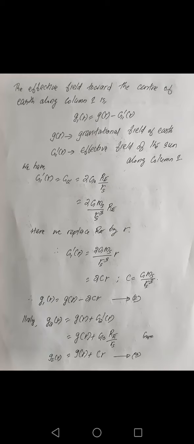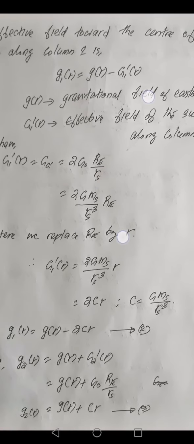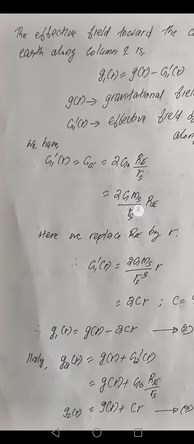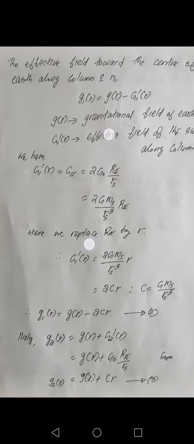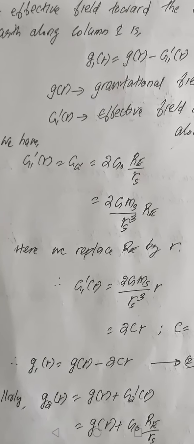So g1 of r is the field gravitational field of earth, and g1 prime of r is the effective field of the sun along column 1. So g1 of r is the difference between g of r and g1 prime of r. In our last calculation, g1 prime of r is equal to ga prime.